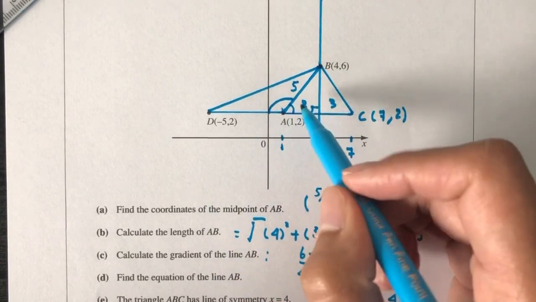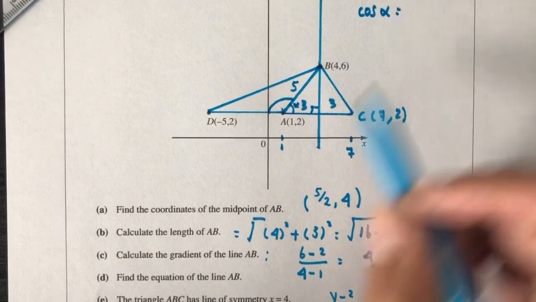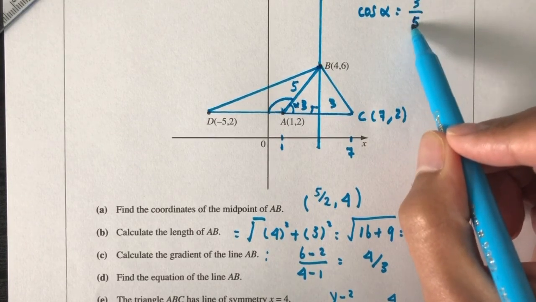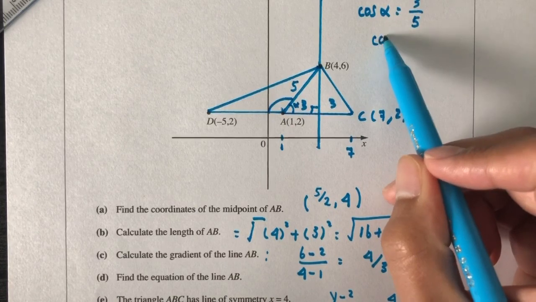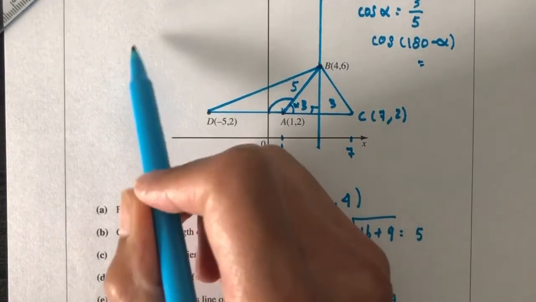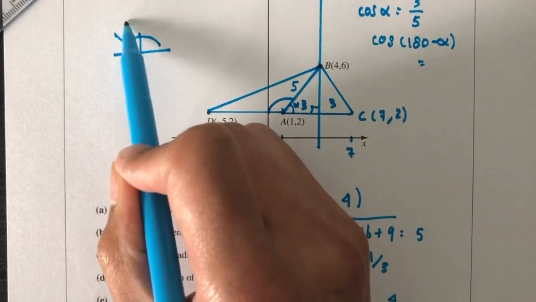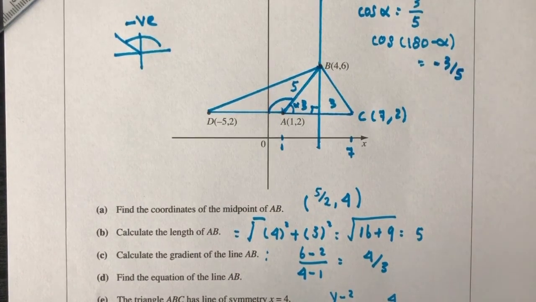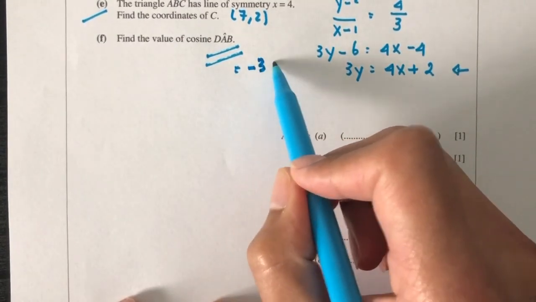Let's call this alpha. So what is the cosine of alpha? It will be the adjacent side over the hypotenuse, which is 3 over 5. Now what is this angle here? It is just cos of 180 minus alpha. As you know, for the quadrant, if the value is here, cos will be negative, so it will be minus 3 over 5. That will be your answer for this one, minus 3 over 5.